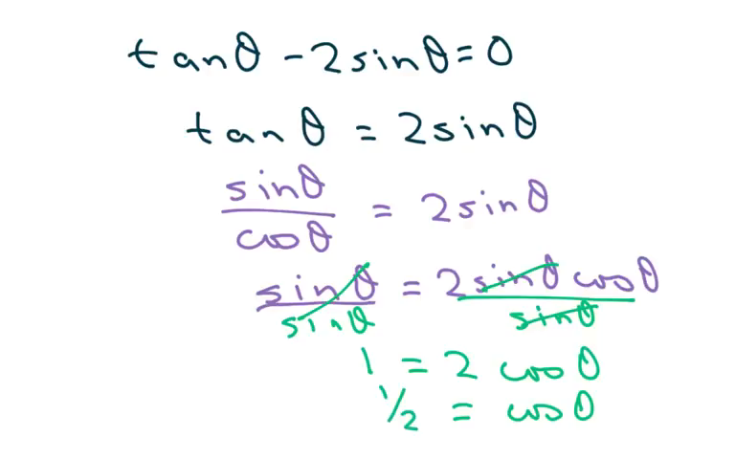And cosine of theta is 1/2. So theta would be, this is quadrant 1 and 4. So theta is pi over 3 and 5 pi over 3. Cosine is positive in quadrant, this is quadrant 1, this is quadrant 4.